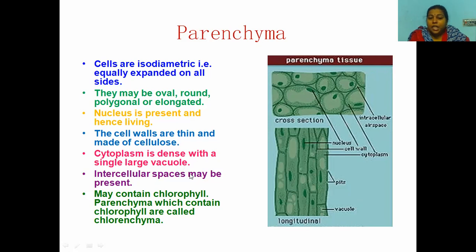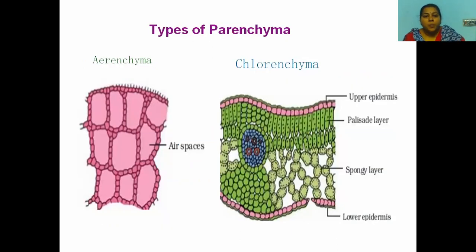Intercellular spaces may be present, or sometimes there is very little intercellular space, or it may be absent. They may contain chlorophyll. Parenchyma which contains chlorophyll is called chlorenchyma. See the types of parenchyma, children. Here parenchyma is there and this is the chlorenchyma.